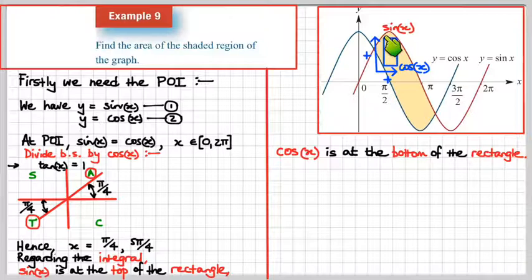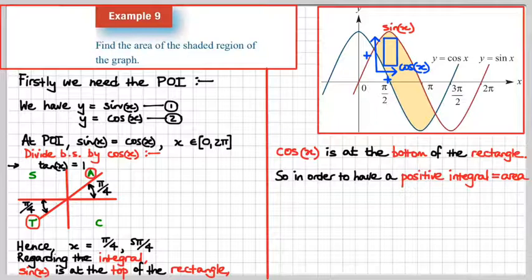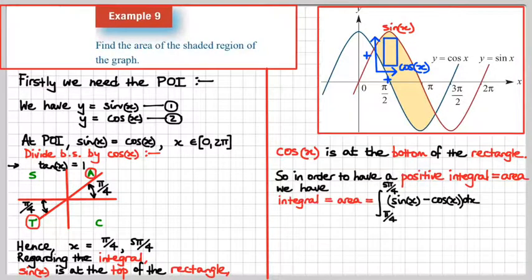Yes, sine x is there, cos x is there, so it's going to be sine minus cos, guys. In order to have positive integral equals area, we go sine minus cos, from pi on 4 to 5 pi on 4, and that's very easy to do now. Very, very easy to do. That's going to be minus cos, remember, because cos gives minus sine as a derivative. Therefore, if you've got plus sine, it must have been minus cos, which gave rise to that as the derivative. Remember, we're anti-differentiating here, right?